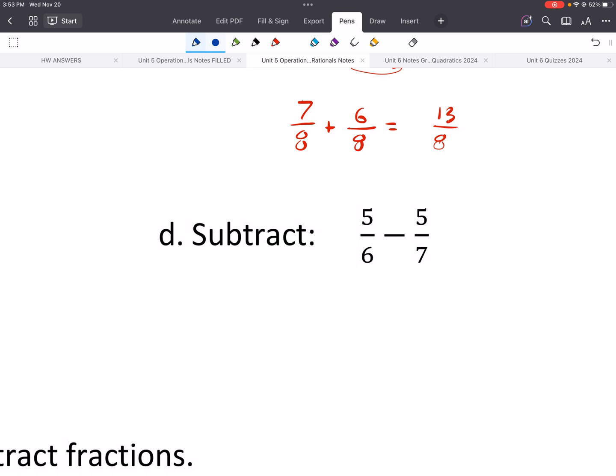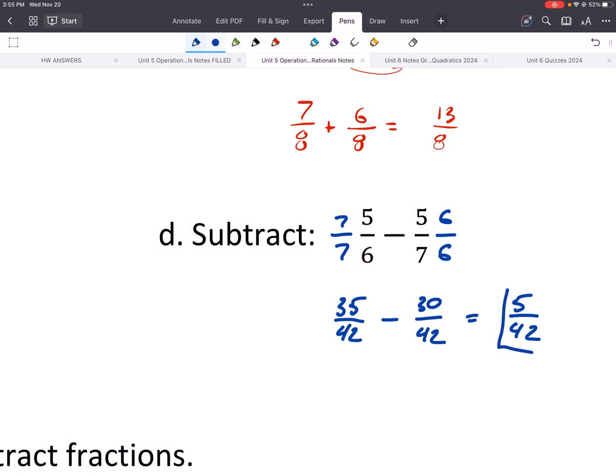multiply each of them. So we could multiply by 7/7, and we could multiply this side by 6/6. That way it guarantees that these would give you the same denominator. Okay, so we would have 7 times 5 is 35 over 42, and then 30 over 42. So we'd get 5/42. Okay.